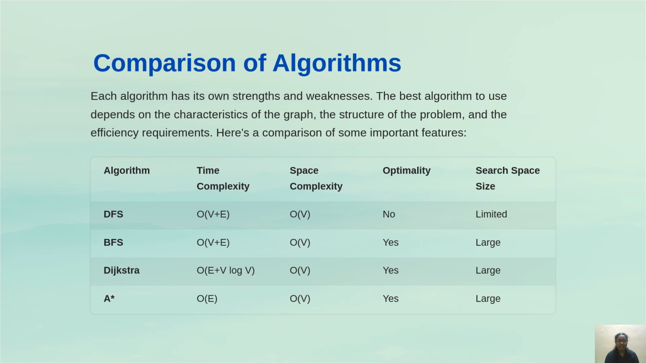For DFS, the time complexity is O(V + E), where V is the number of vertices and E is the number of edges. And then the time complexity of BFS is O(V + E). Dijkstra's algorithm time complexity is O(E + V log V), and the time complexity of A-star is O(E), which stands for number of edges.